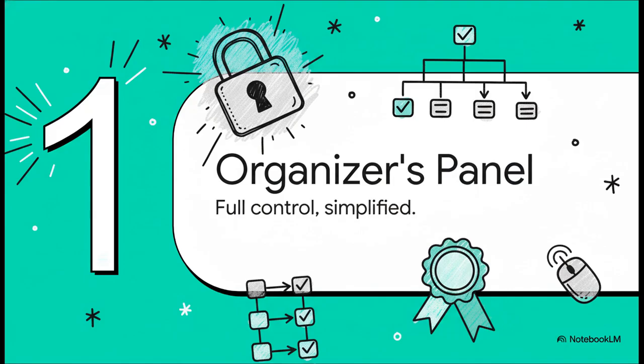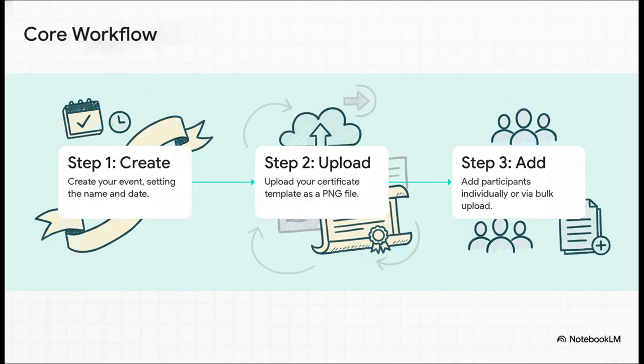Well, it all starts with the organizer's control panel. We're about to see how they've managed to give you full control, but without all the usual complexity. The entire workflow, the heart of it, is boiled down to just 3 logical steps. It's that simple. First, you create your event. Give it a name, a date. Second, you upload your certificate design just as a simple PNG file. And third, you add your list of participants. That is literally it. No complex coding, no confusing settings, just a straight path from start to finish.